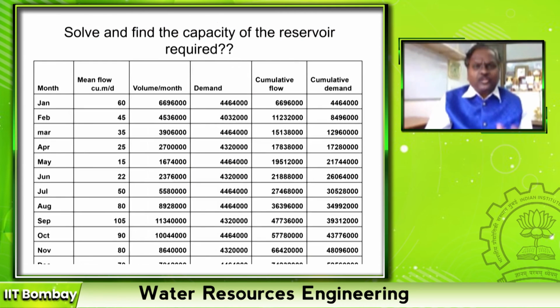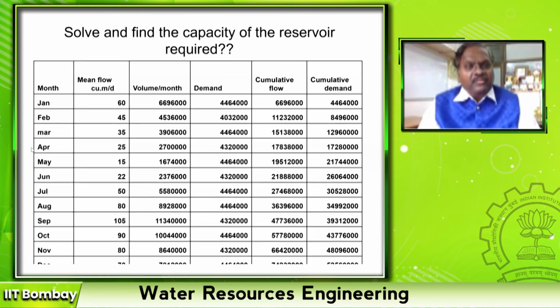I have given a small example to solve and find the capacity of the reservoir using your Ripple diagram, right? So this is monthly, January to December. My mean flow is in meter cube per day. Convert this into meter cube per month, right? That means multiply by 24 into 31 or 28 depending upon the month. Then this is my monthly. You can take your calculator and check one value.